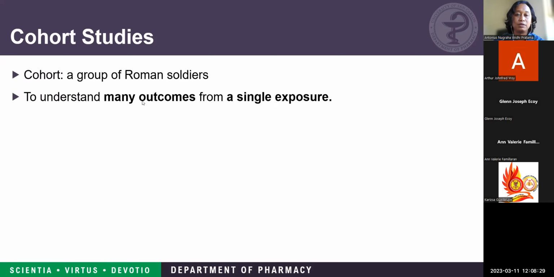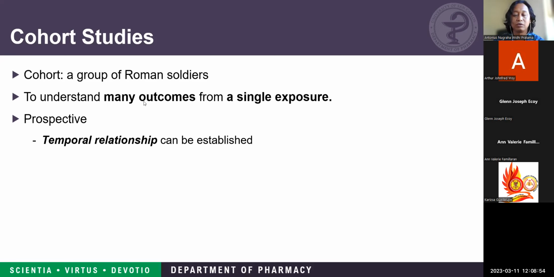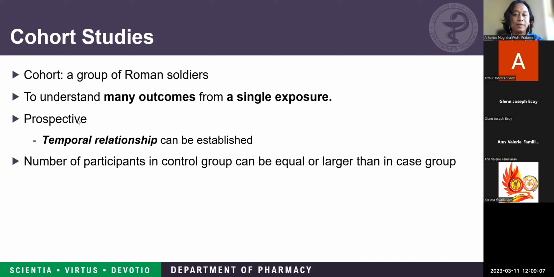So cohort is a group of Roman soldiers in the past. They used cohort as a kind of team that the Roman soldiers were asked to go forward, not to go back, to understand many outcomes from a single exposure. So one single exposure, and we expect many outcomes from that. This is prospective, while case control study is retrospective, and the temporal relationship can be established. This is the beauty of cohort studies.